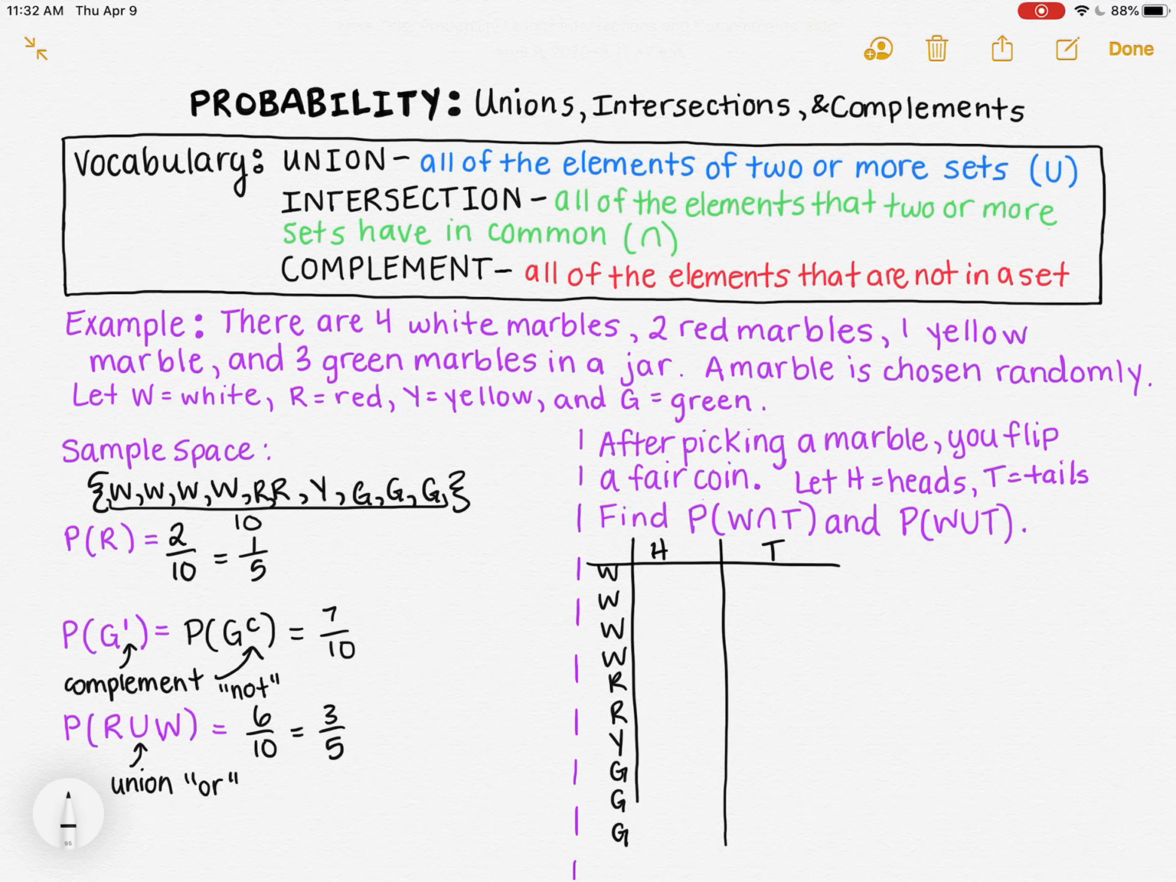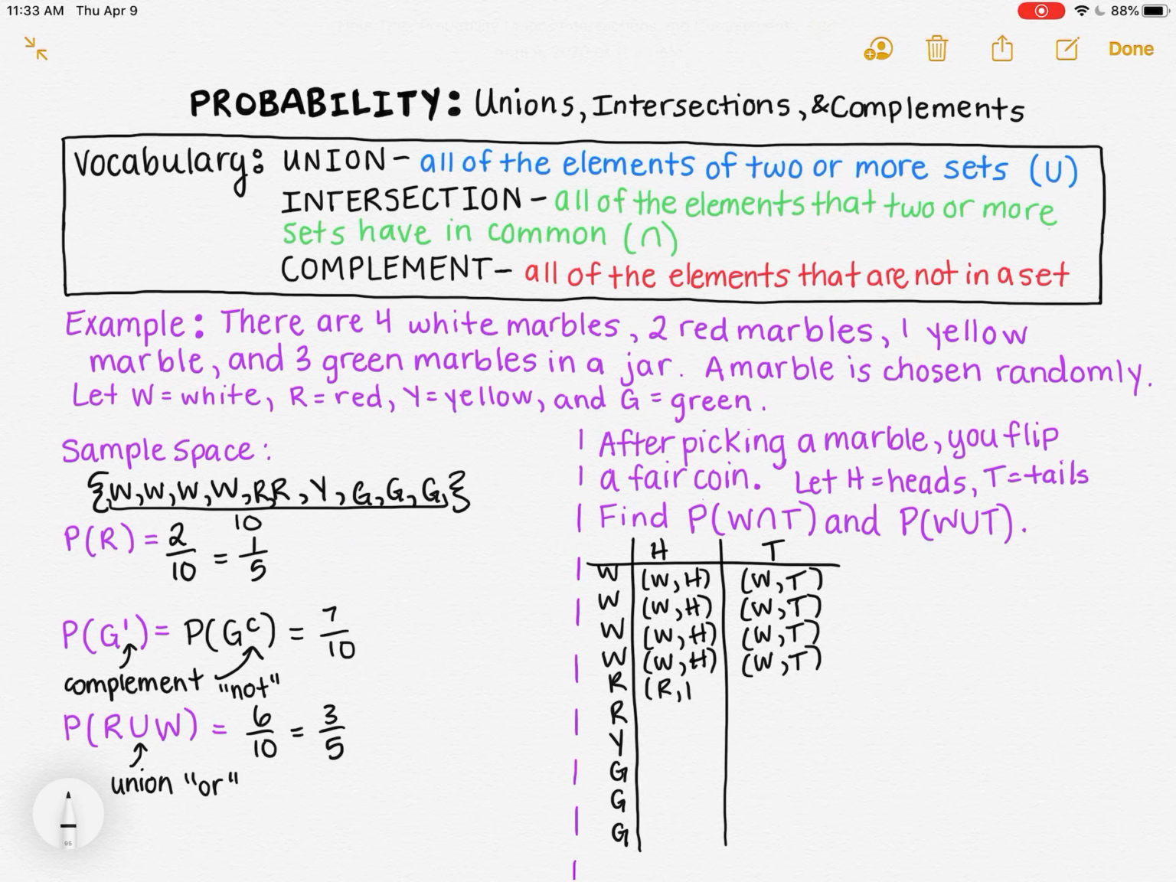So I only have 2 possibilities going that way. I'm going to list out all of the combined possible events. Starting at the very top, I can pick a white marble and flip heads, or I could pick a white marble and then flip the tails. And that same possibility happens for all 4 of my white marbles. I can pick the white marble and then a heads, or I could pick the white marble and then a tails. And there's 4 different ways that can happen because there's 4 white marbles in my jar.